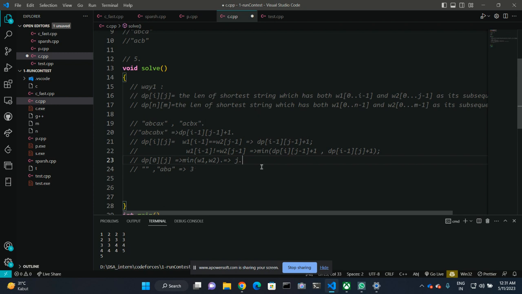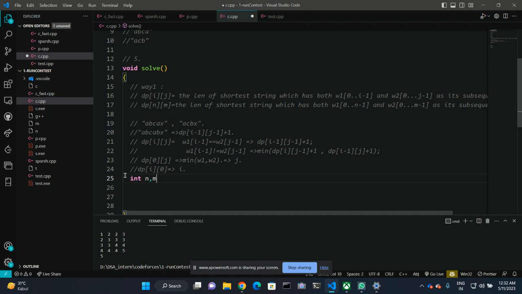J characters, I mean, it is referring to there are J characters in W2. So how much will be dp of 0, J? What is the length of the string which includes W1 and W2 as subsequences? The length will be J. And dp of I, 0 is the same, I. This is how the base case is handled.